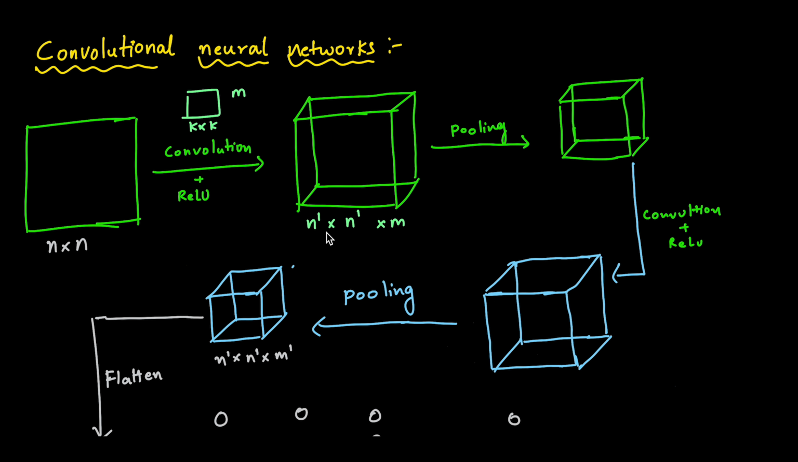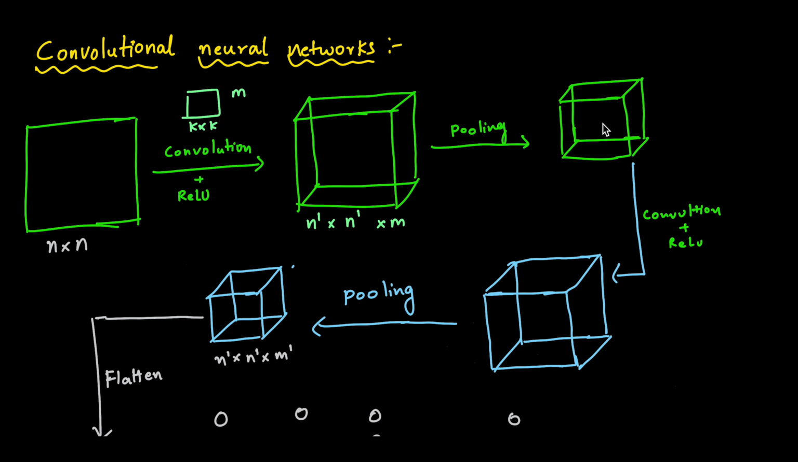I'm not exactly writing what this n dash is because we are going through several layers, so it will be difficult for me to track each and every input shape. So let's represent it like this: n dash cross n dash cross m, and after that we'll be applying pooling. If you remember, in pooling mainly the size reduction will happen. That's why instead of a larger square box, I have represented it with a smaller one, because in pooling the size reduction happens.